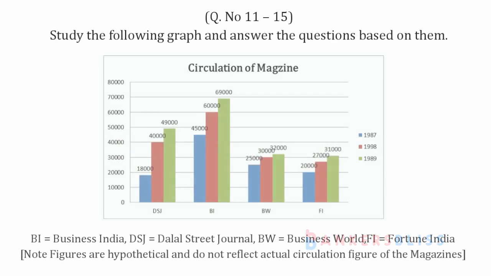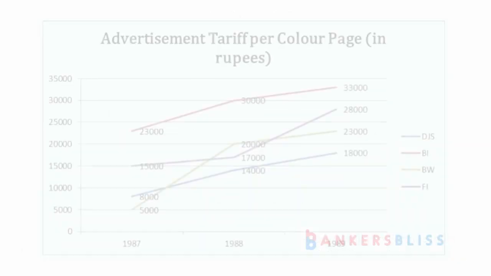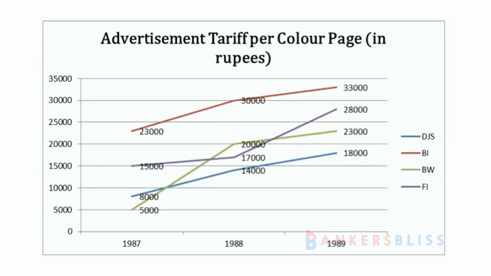Problem number 11 to 15. Study the following graph and answer the questions based on them. First, they have given the bar chart, that is circulation of magazine. BI means Business India, DSJ means Dalal Street Journal, BW means Business World, and FI means Fortune India. Blue color represents 1987, maroon represents 1988, and the light green color represents 1989.